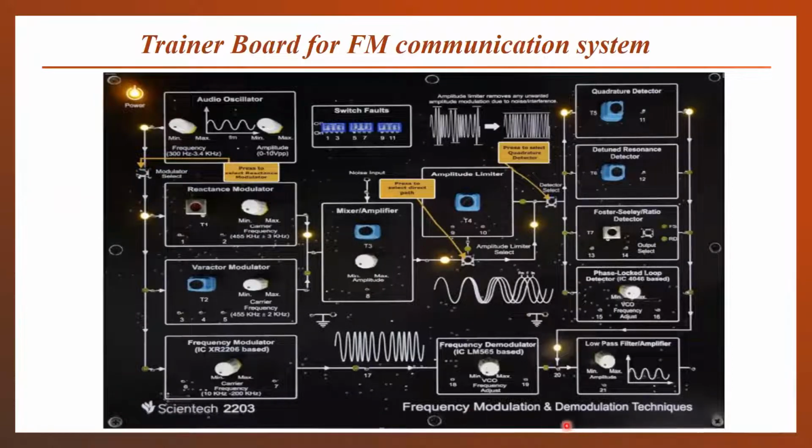And this last block is based on an IC configuration. An IC XR2206 based frequency modulator is provided, which provides the carrier range between 10 kilohertz and 200 kilohertz, and this will modulate our carrier signal, and then again an IC is present to demodulate our frequency modulated signal. The low pass filter will be common for all the circuitry.